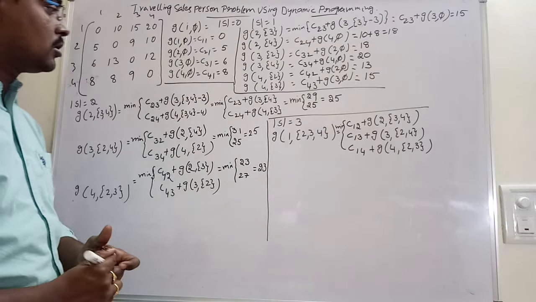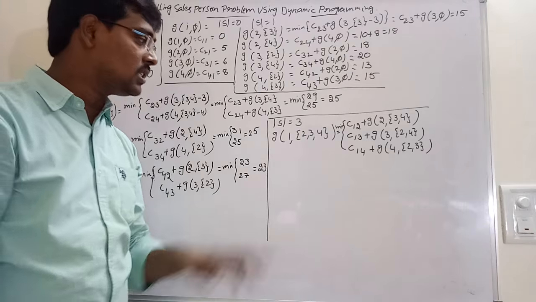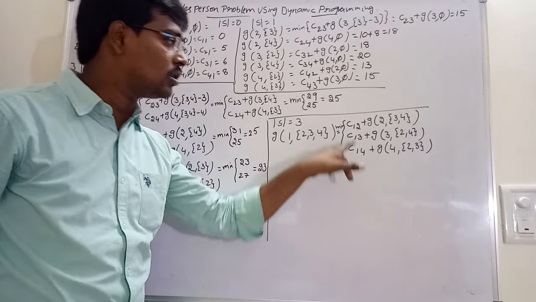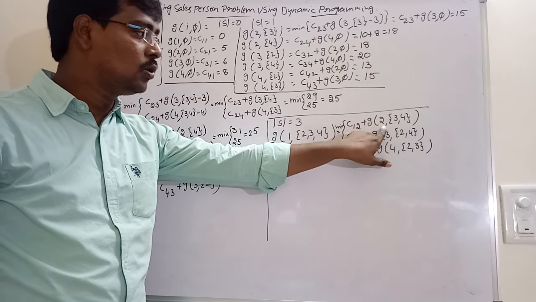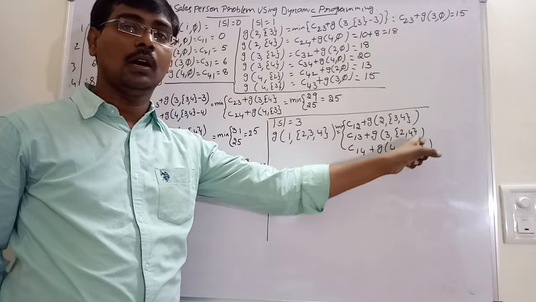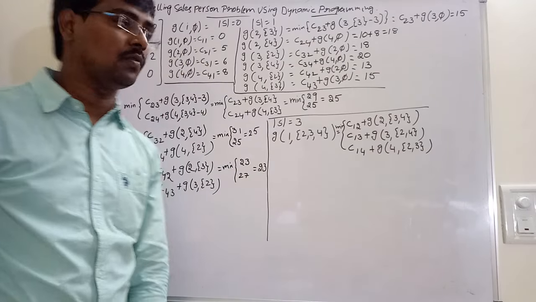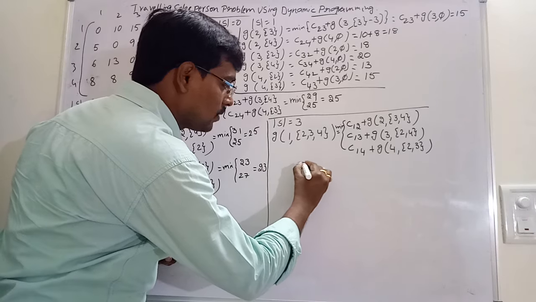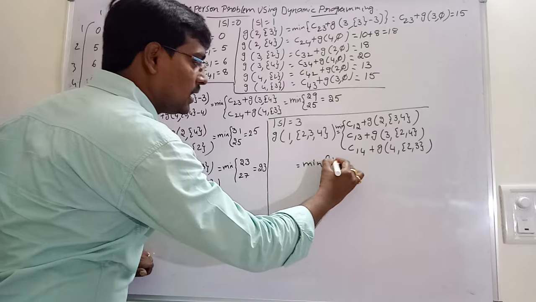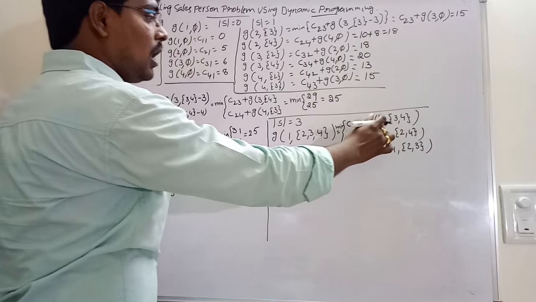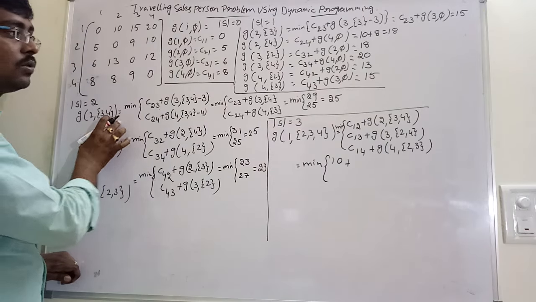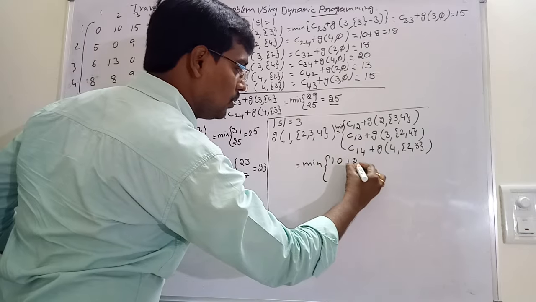This is the procedure. If the graph contains 5 vertices, G of 1 comma {2, 3, 4, 5}, we are getting one more step. C12 plus G of 2 comma {3, 4, 5}, 3 comma {2, 4, 5}, 4 comma {2, 3, 5}, 5 comma {2, 3, 4}. So here the answer is minimum of C12. C12 value is 10 plus G of 2 comma {3, 4}. To get this term we already calculated G of 2 comma {3, 4}. The minimum value is 25.